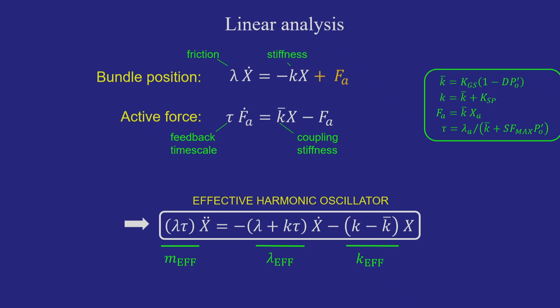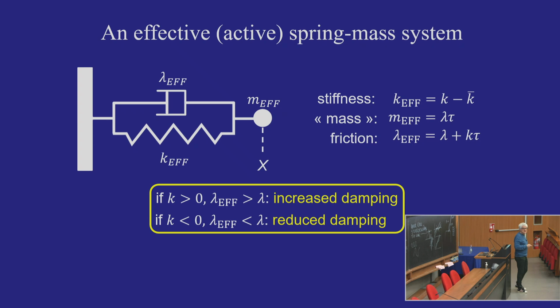Now we can discuss the effect of the feedback depending on the sign of stiffness. In the case where stiffness is positive, then the feedback will generate an additional positive friction to the bundle. So in fact, with positive stiffness, motor force production stabilizes the bundle. However, if gating forces, which is a passive phenomenon, are large enough to evoke negative stiffness, then that coupled to motor adaptation results in effective negative friction, because this term now becomes negative. So with negative stiffness, we reduce damping.